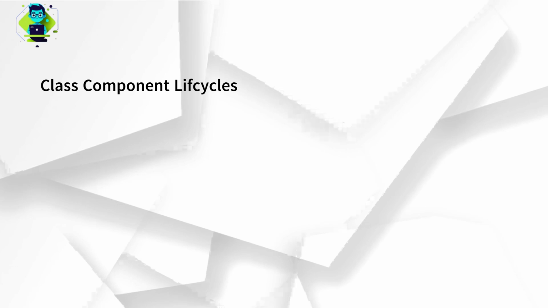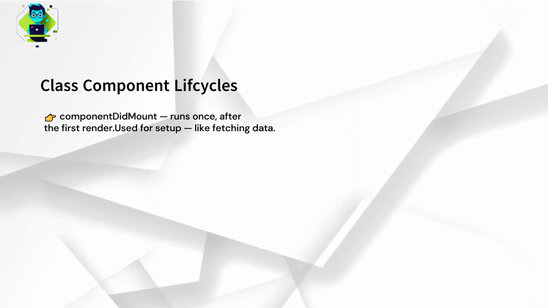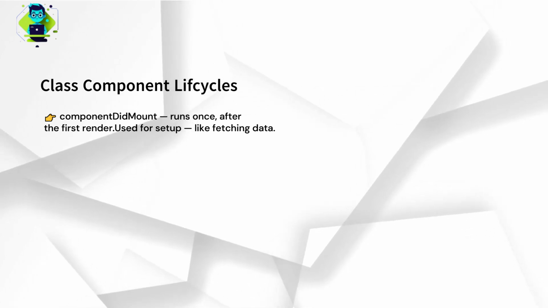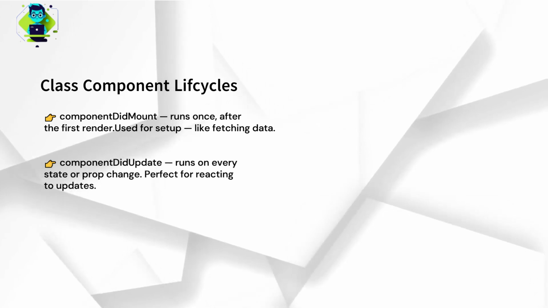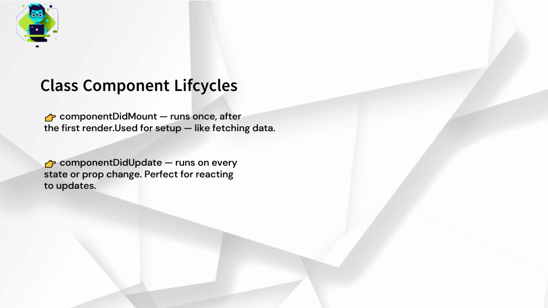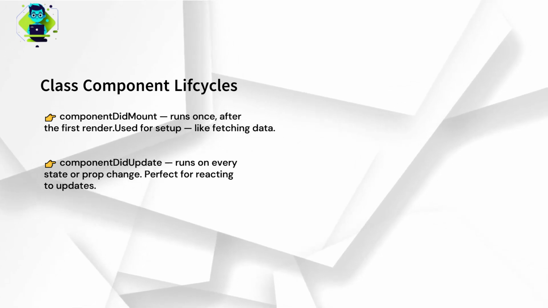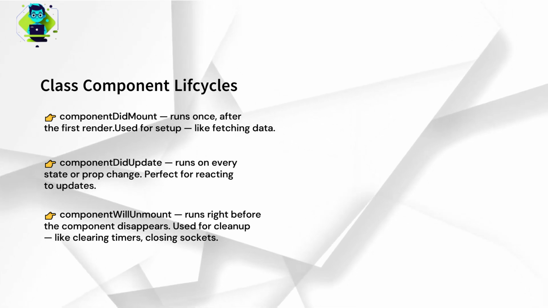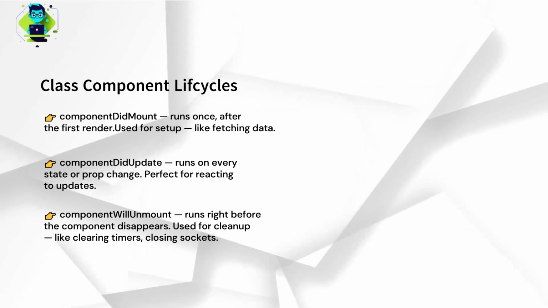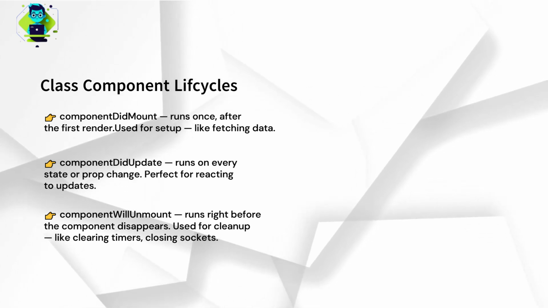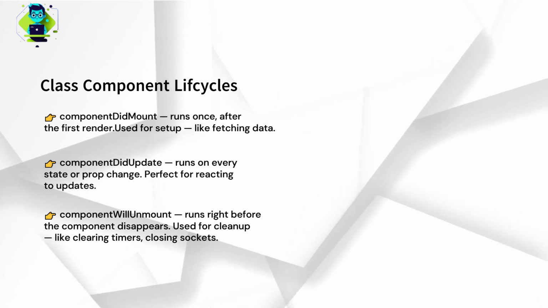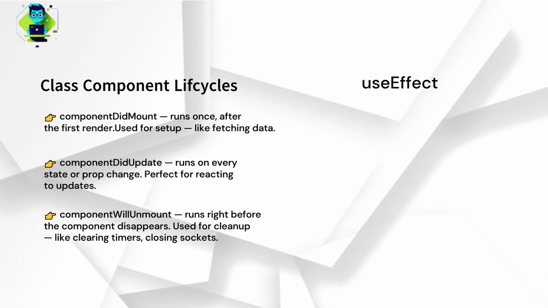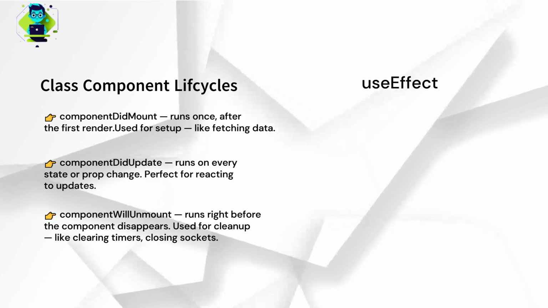So here is what class components had. componentDidMount runs once after the first render, used for setup like fetching data. Then componentDidUpdate runs on every state or prop change, perfect for reacting to updates. Then componentWillUnmount runs right after the component disappears, used for cleanup like clearing timers and closing sockets. That's 3 lifecycle methods to memorize. Too much, right? React thought so too. So it gives you useEffect, all lifecycle methods in one. One hook to rule them all.